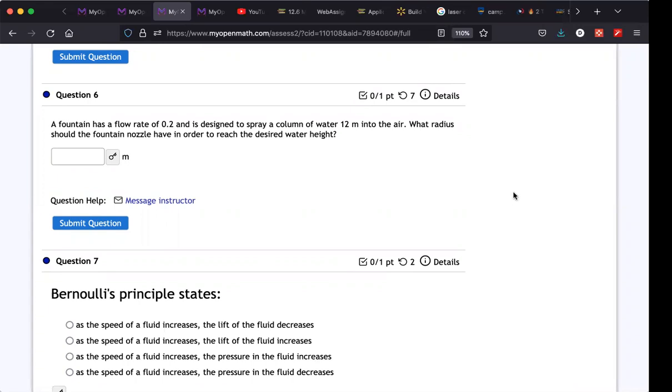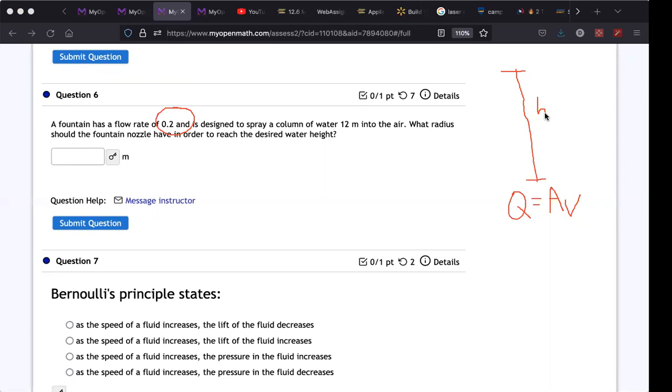a fountain, the flow rate Q, which equals the cross-sectional area of the hose or the pipe or whatever times the velocity of the fluid. And they tell us that it's a flow rate of 0.2, that would be 0.2 meters cubed per second, essentially. It's designed to spray a column of water 12 meters into the air. So it's going to go 12 meters in height into the air, like that.